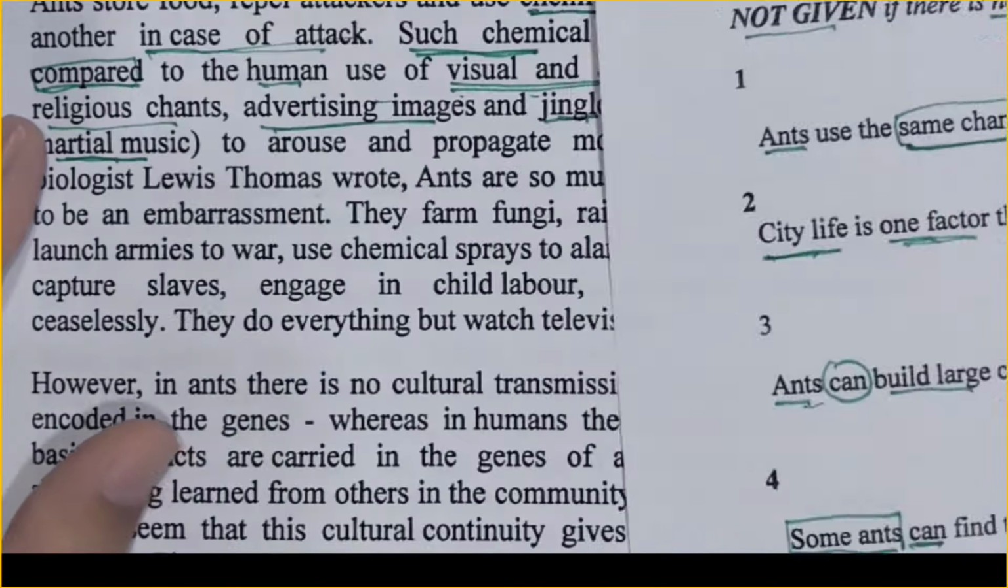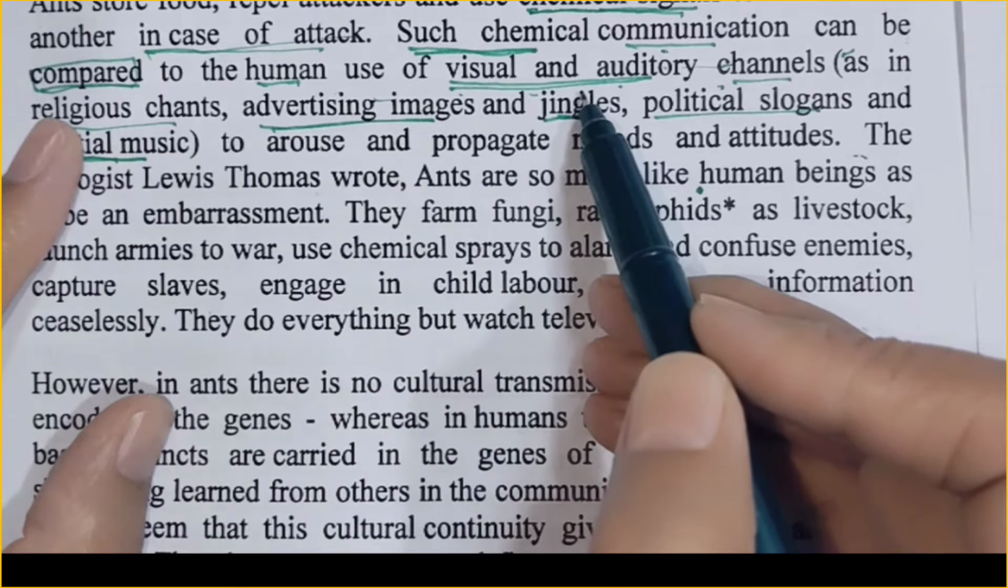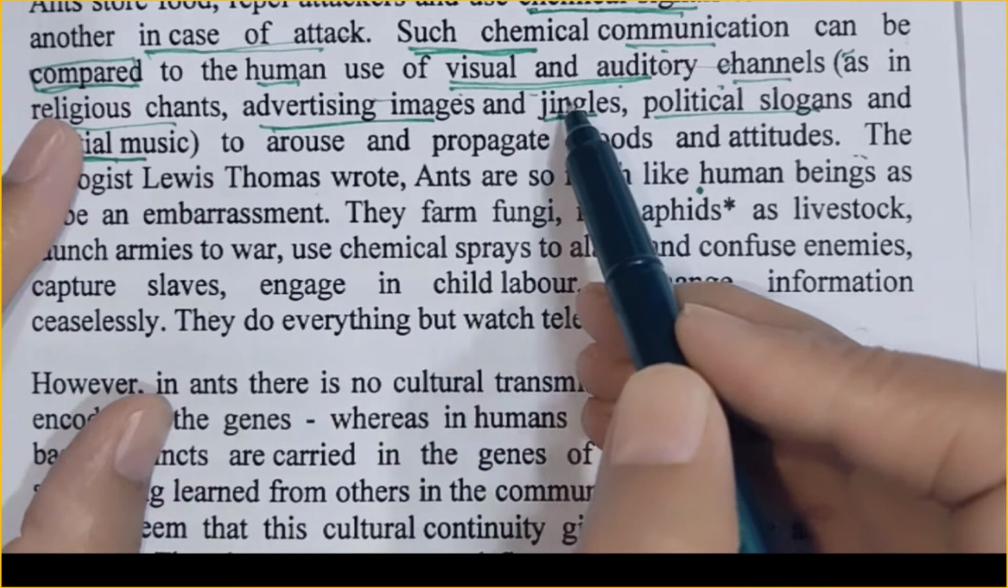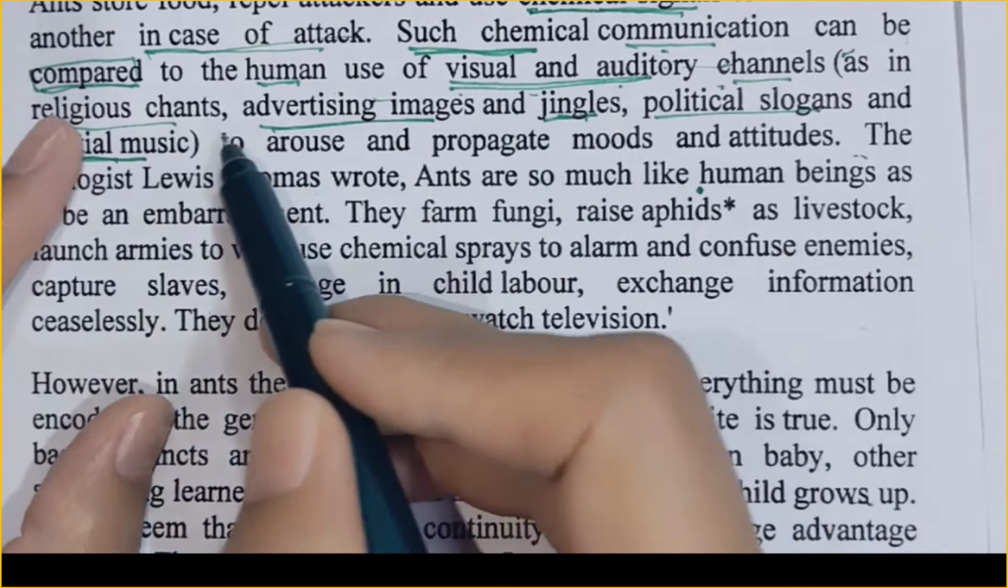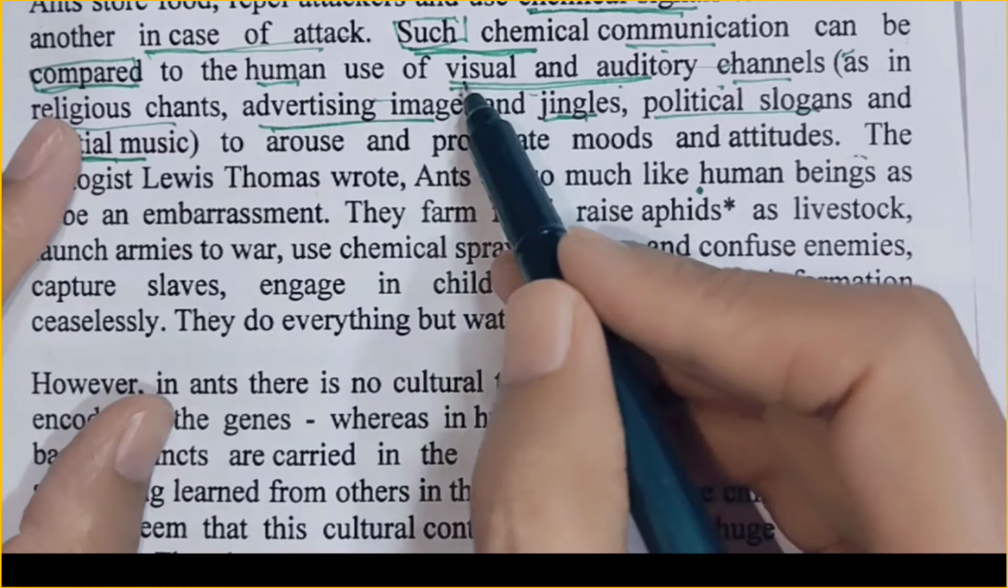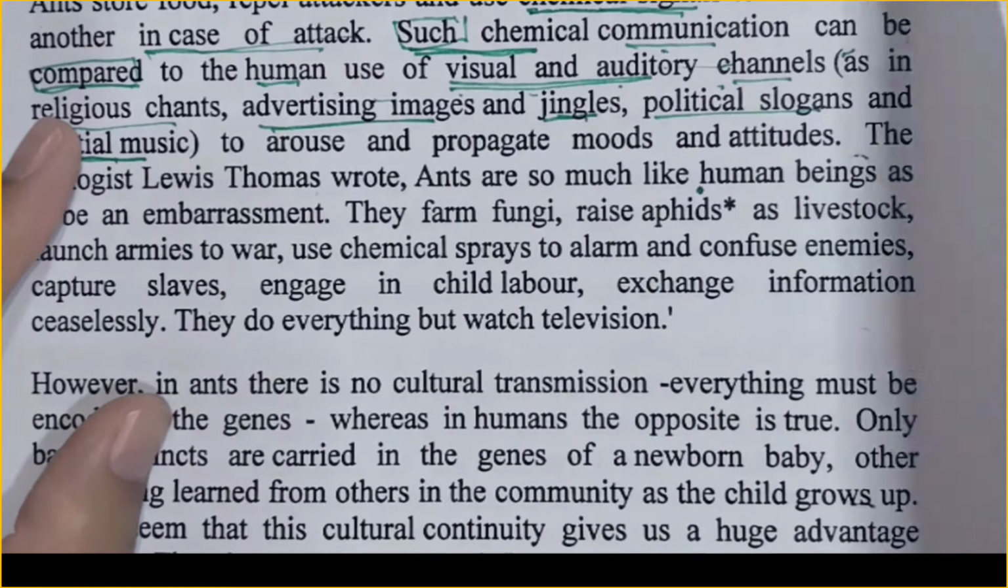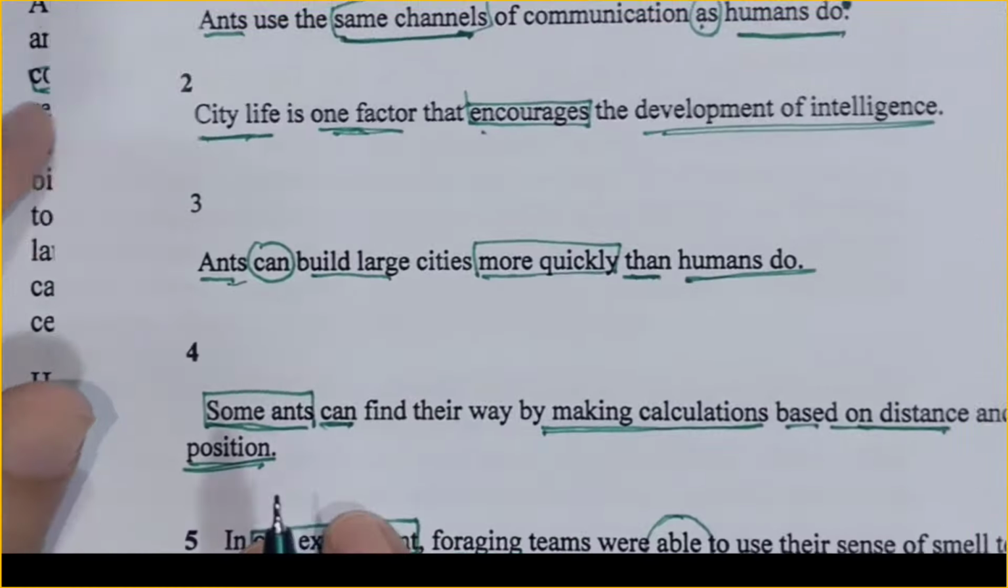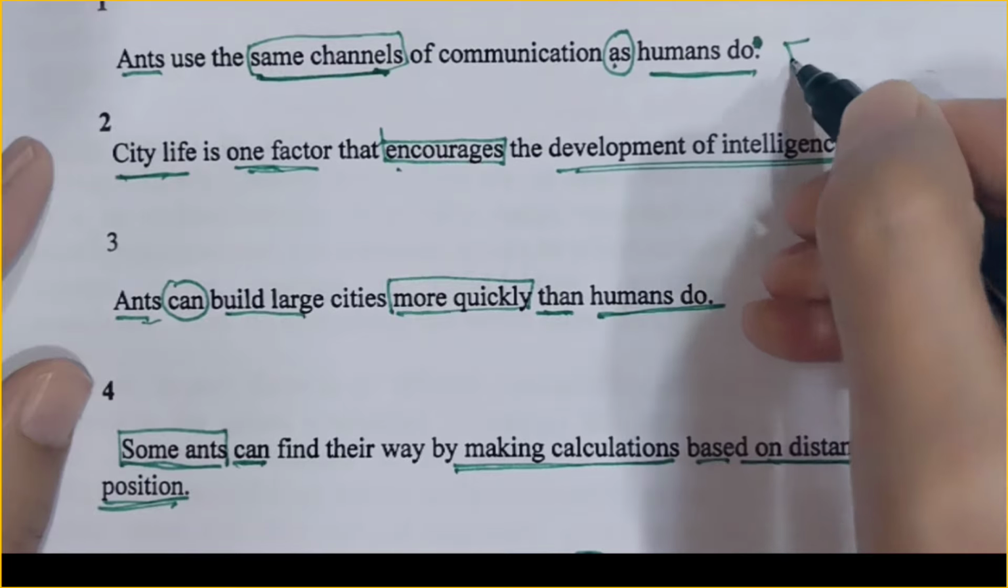So channels of communication, chemical communication is there, compared to the human use of visual and auditory, and then ants use the same channels. So same channel is not there, such chemical communication can be compared to the human use of visual and auditory channels, and here they are saying same channel of communication as humans do. So our answer is not true, our answer will be false.